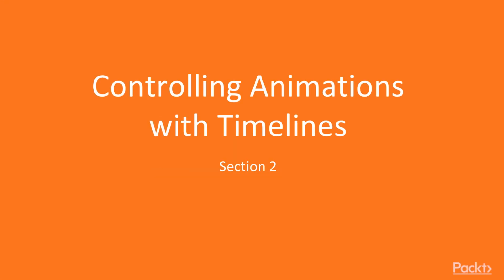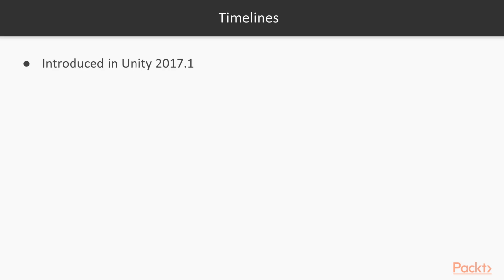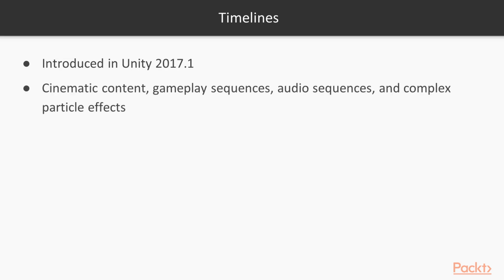Timelines is a feature introduced in Unity 2017.1. It allows you to create cutscenes, so cinematic content, gameplay sequences, and others. You can imagine it like a video editor, but instead of video clips, we have animation clips. This will be clear in a moment.